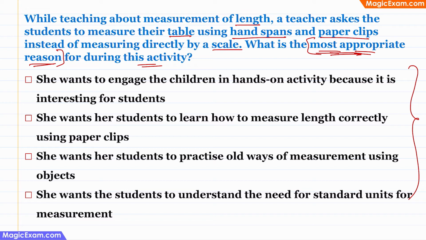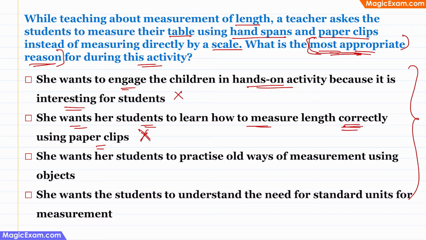Just because a statement is correct, it cannot be the correct answer. Right? Now, for example, the first one says she wants to engage students in hands-on activity because it is interesting for students. Maybe because students are measuring the table using their hands and paper clips, so it can be a fun activity, it can be an interesting activity, but this cannot be the strongest reason or the most appropriate reason. Then she wants her students to learn how to measure length correctly using paper clips. Now this is a completely incorrect statement because paper clips can be small, paper clips can be big. There can be 1 centimeter paper clips, there can be 5 centimeter paper clips. So since paper clips are not standardized, how can you measure length correctly using paper clips? Therefore, this statement is incorrect.